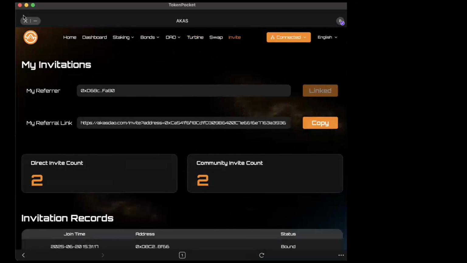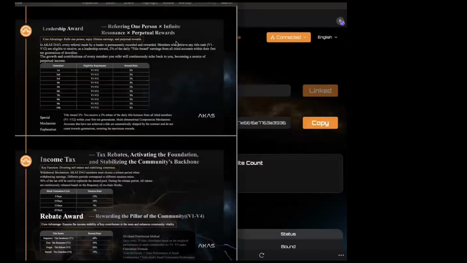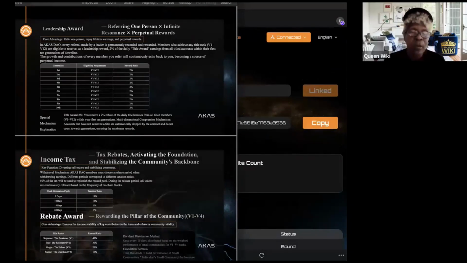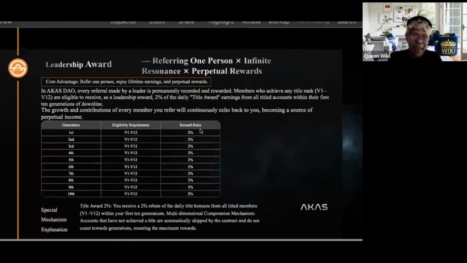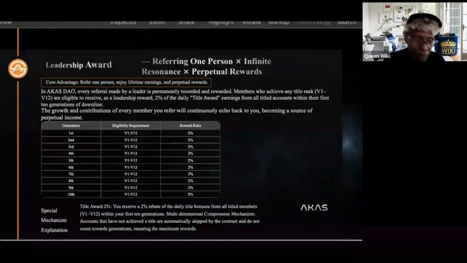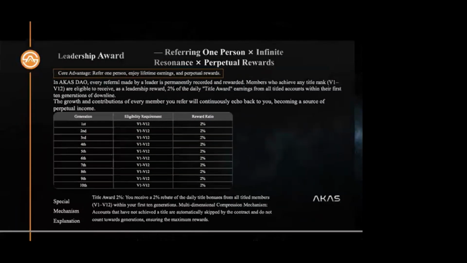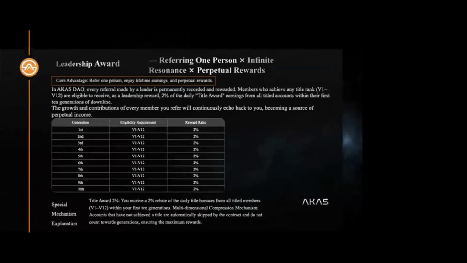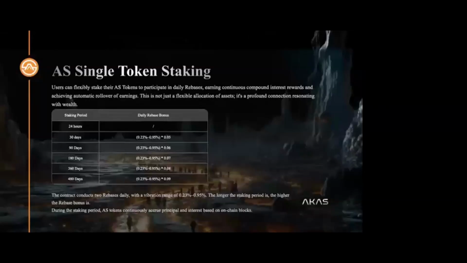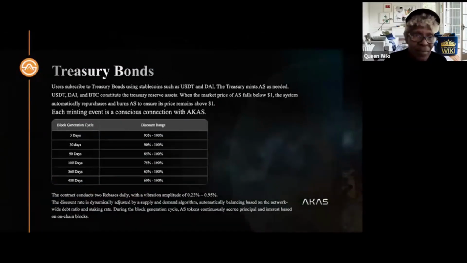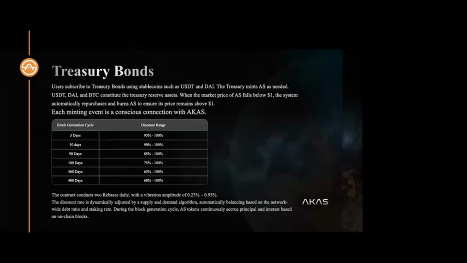Now we go to the bond. And what is the bond? Let's see. The bond is not ready yet. When will it be ready? It will come out in these 2 or 3 days. Okay, let us look at the single token state. Treasury bonds, this is exciting to me.